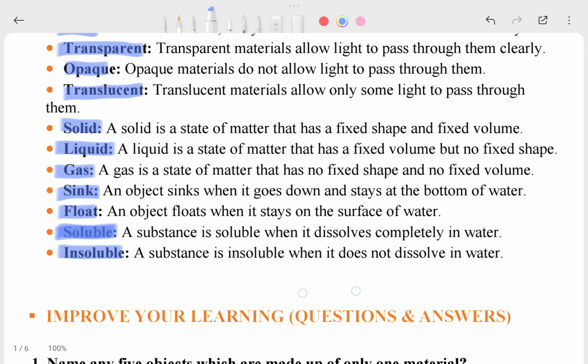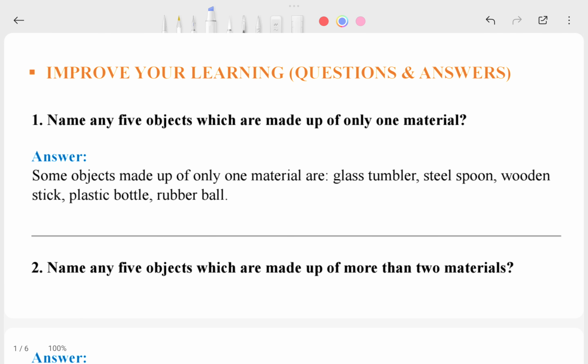Now we are going to talk about our Improve Your Learning, which is generally the question answers. So the first question is: name any 5 objects which are made up of only one material. Like plastic, a plastic bag. Now you can take any object, like metal you can take, anything in the metal. You can choose any material, and from that you have to give 5 examples. The answer is already here, you can check it out.